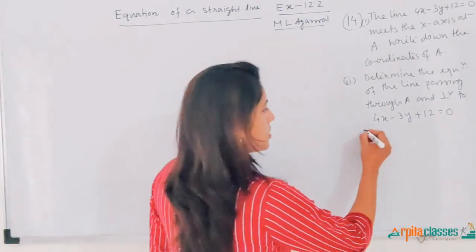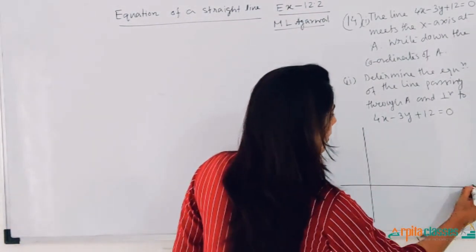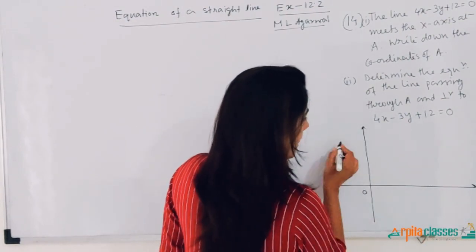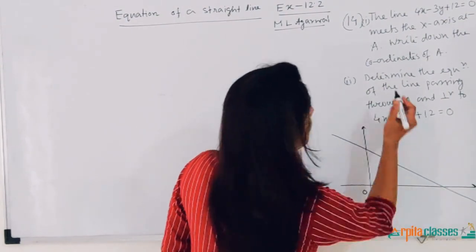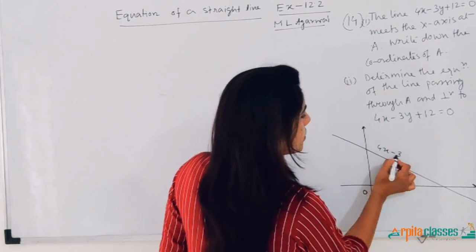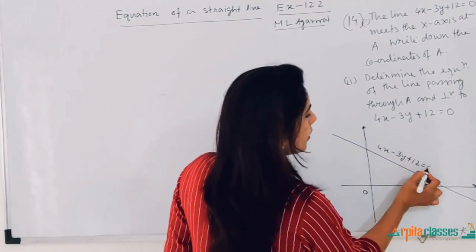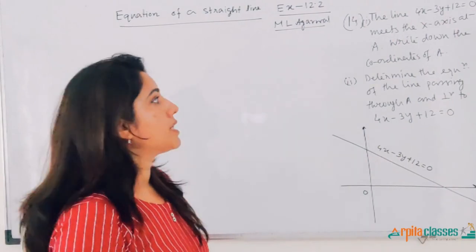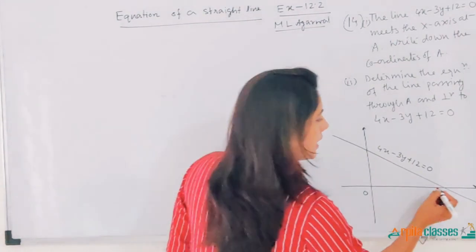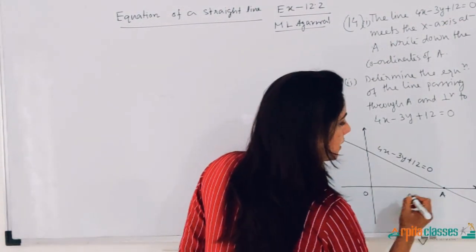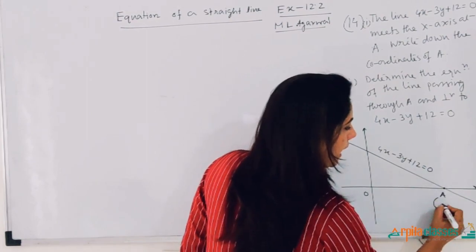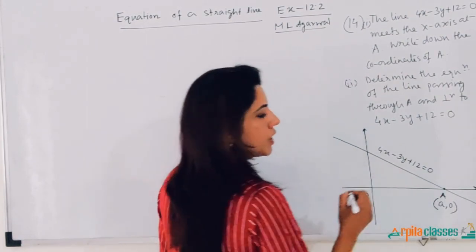Okay. So suppose if I draw a rough diagram over here, if this is my line which is given as 4x minus 3y plus 12 is equal to 0, and if this line is intersecting the x-axis at A point, very clearly A point will be A comma 0.